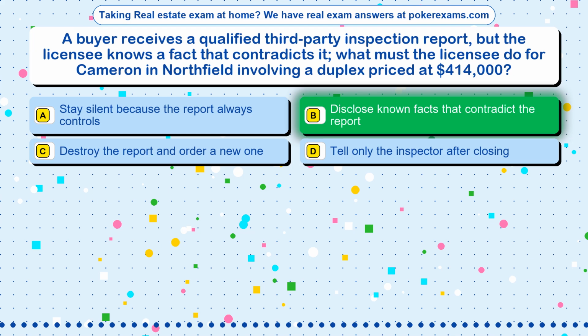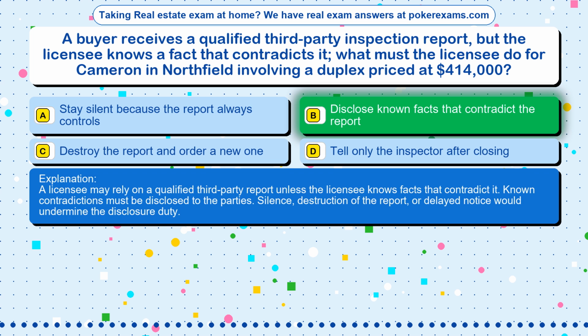The correct answer is option B. Disclose known facts that contradict the report. A licensee may rely on a qualified third-party report unless the licensee knows facts that contradict it. Known contradictions must be disclosed to the parties. Silence, destruction of the report, or delayed notice would undermine the disclosure duty.